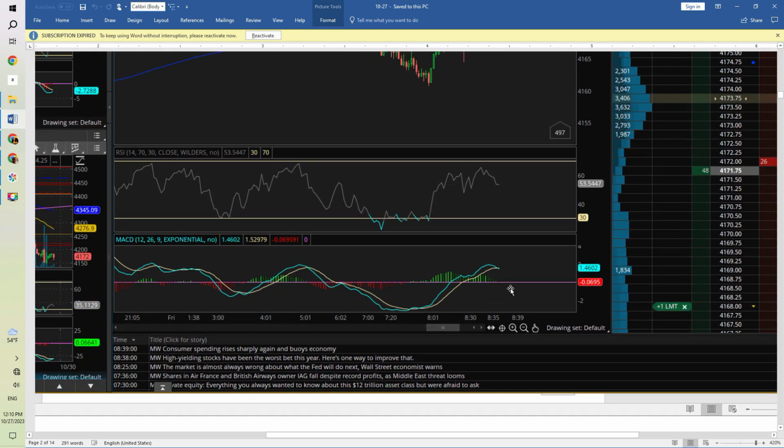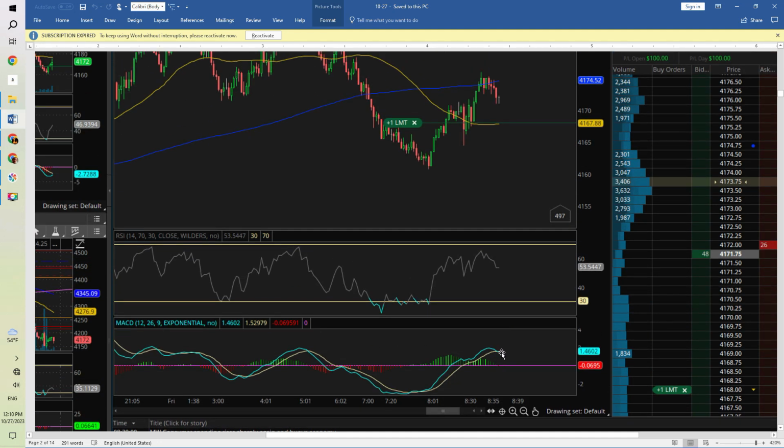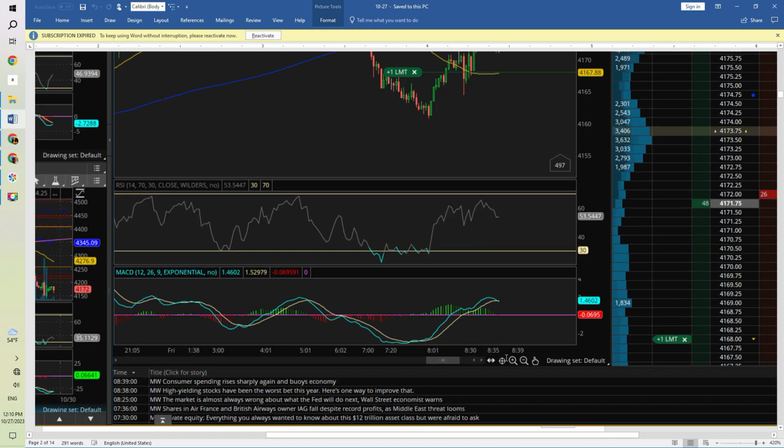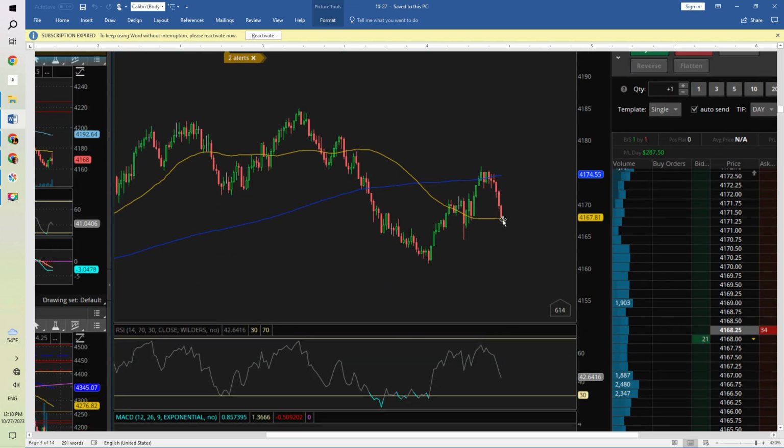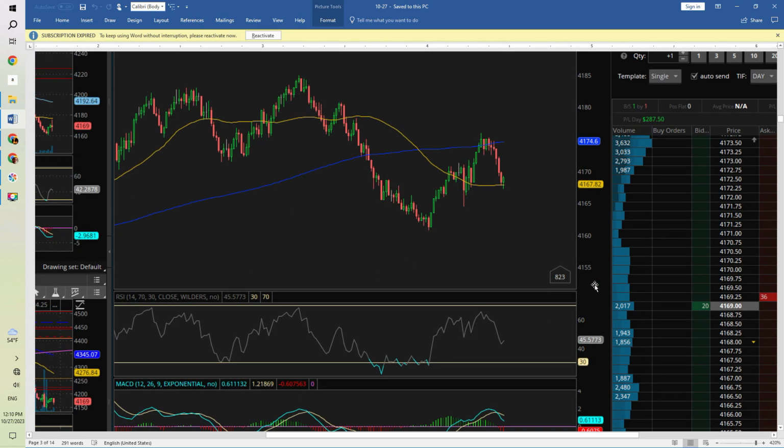Okay, and the reason that I'm pretty confident in this trade, obviously, is because the MACD is looking like it's going to curl over and tip down. Looking really good there. Okay, and there we go. It dropped all the way down, and I'm out now at a $287 profit and waiting for the next move.